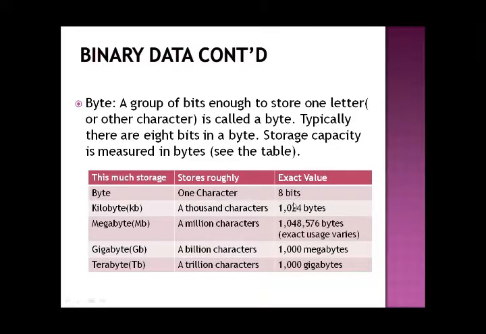Byte, 1 character, 8 bits. Kilobyte, 1000 characters, 1024 bytes. Megabyte, 1,000,000 characters, exactly 1,048,576 bytes. Exact usage varies, so the value of a megabyte can vary depending on what device you're using. Gigabyte, 1,000,000,000 characters, which is generally 1000 megabytes. And a terabyte, 1,000,000,000,000 characters, or 1000 gigabytes.